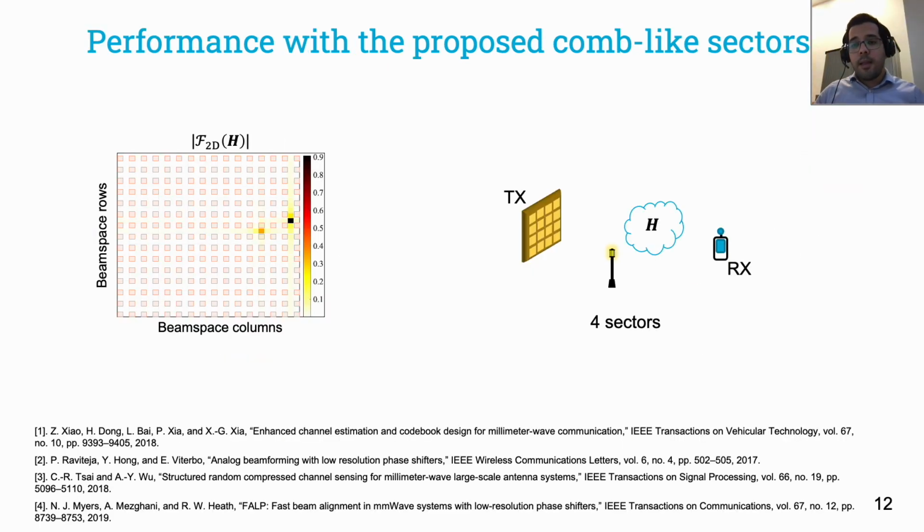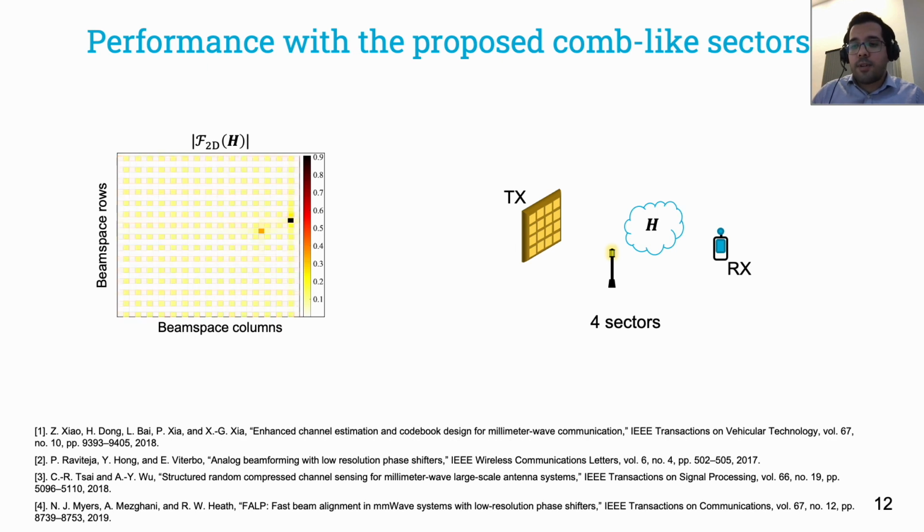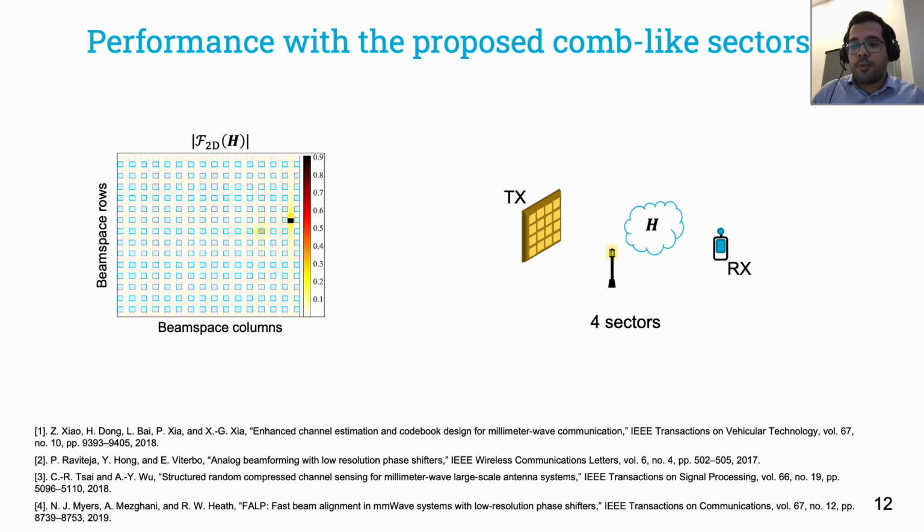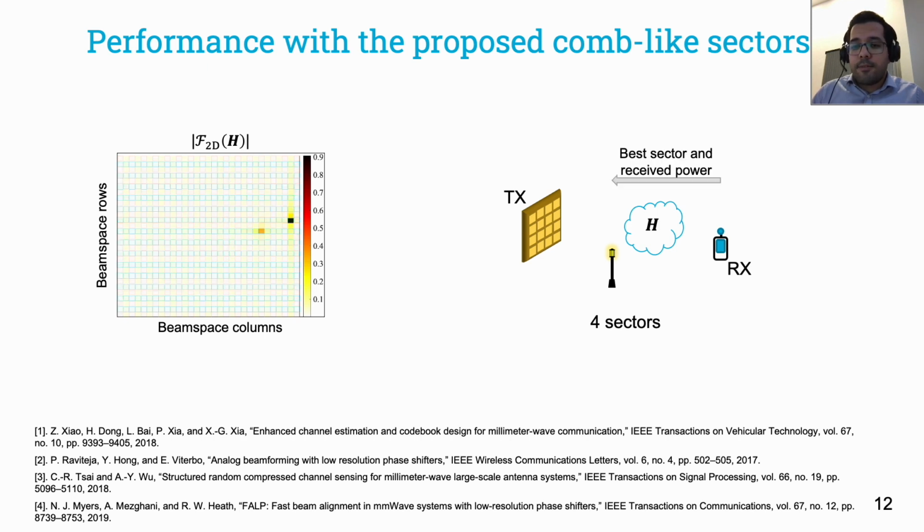Okay. Now that we've constructed the comb-like sectors, we can use these sectors to perform sector level sweep, or SLS, to find the best sector. So the transmitter applies the first comb-like sector, and the receiver measures the received power in that sector. Then the transmitter applies the second sector, and the receiver measures the received power within that sector, and this procedure is performed for all the sectors. And at the end of this procedure, the receiver sends the information on the best sector and the received power within that best sector to the transmitter.